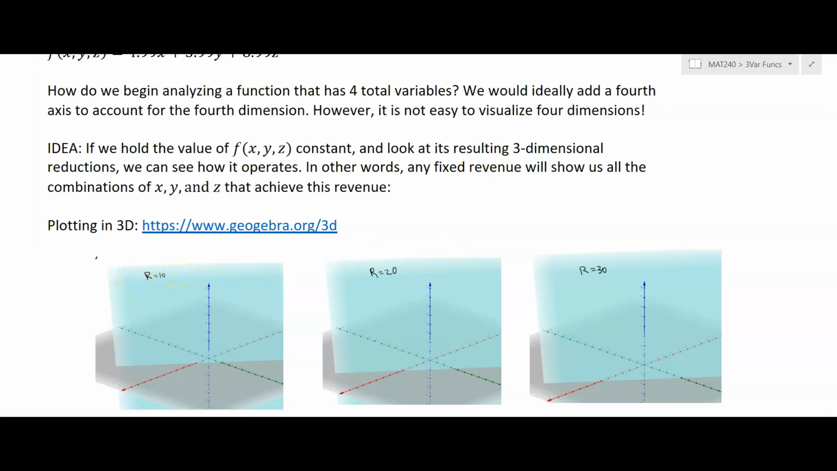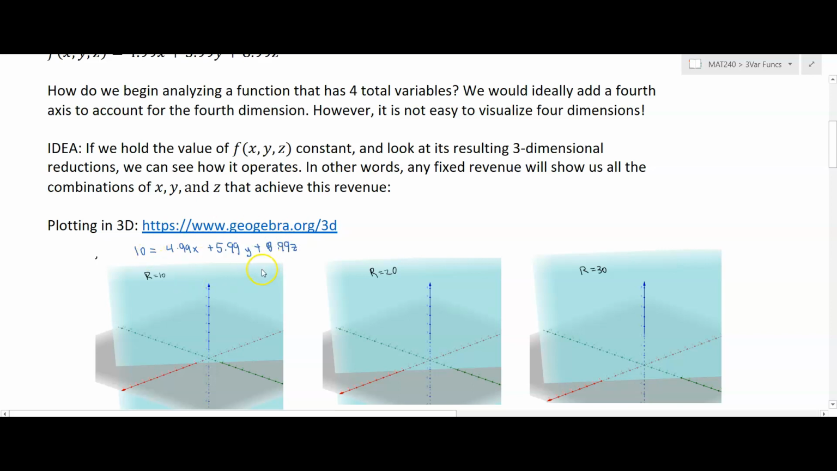So what that translates to is we're essentially saying 10 equals 4.99x plus 5.99y plus 8.99z.